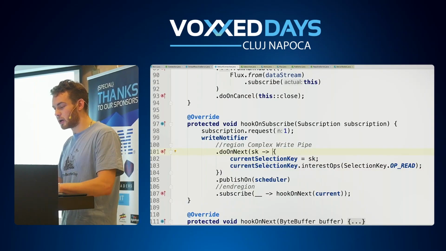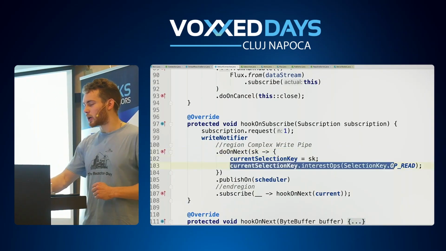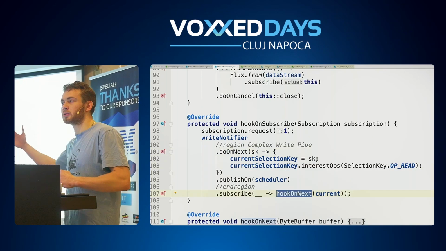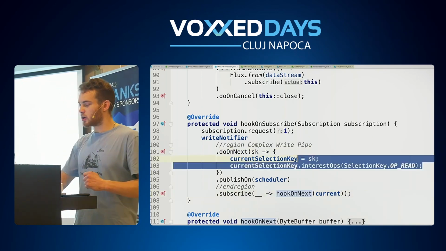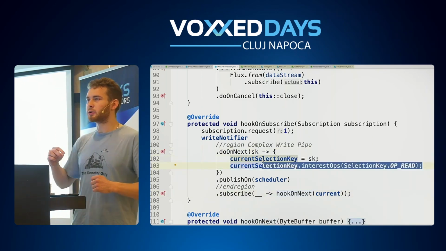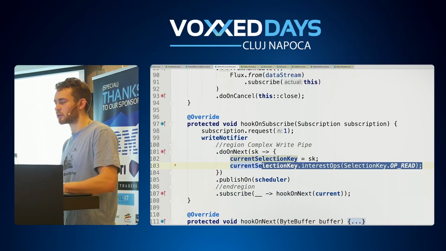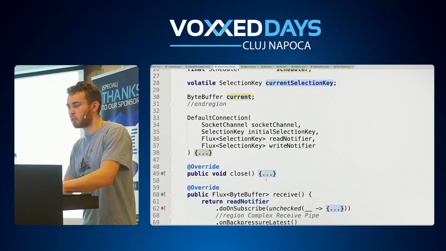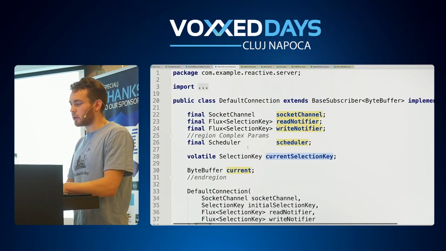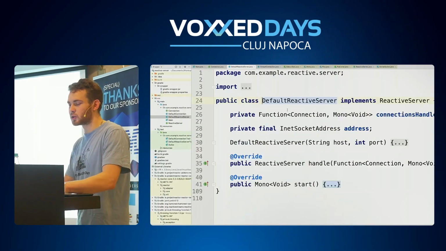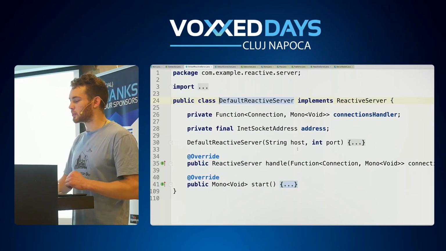The same we have here, but here, once we got a notification about the ability to write, we immediately switch our interest to read again in order not to overwhelm ourselves with selection key selector notifications. So this is the essential part of the default connection, and now we are going to switch to the reactive server implementation.